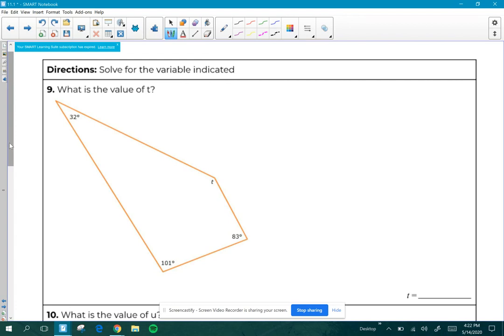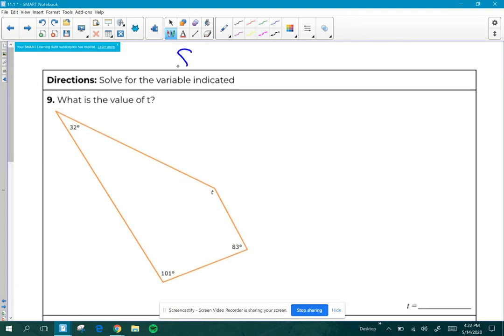So remember, here we're talking about the sum of angles. I know the sum of the interior angles can be found by using this formula. Well, if I know the sum, then I would know what this plus this plus this plus this would add to, right? So the first thing you want to do here is use the formula. So I know that this has 1, 2, 3, 4 sides.